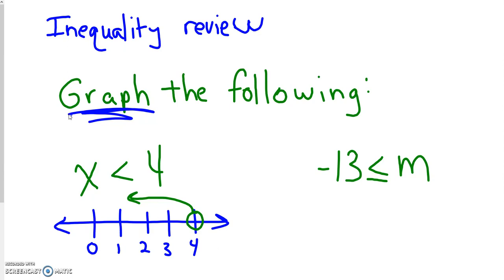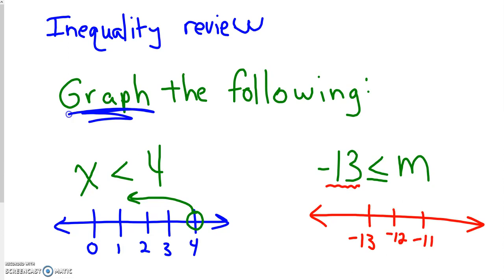It says -13 is less than or equal to m. So again, I need some numbers on there. Well, the most important number I need is -13, so I want to make sure I get -13 on there. I can put more numbers like -12 and -11, and I can put -14 on there. But the one that I really need for this one is -13. Now, I can put a closed dot on -13, because if I choose -13, this would be a true statement. If I choose -13, it says -13 is less than or equal to -13.